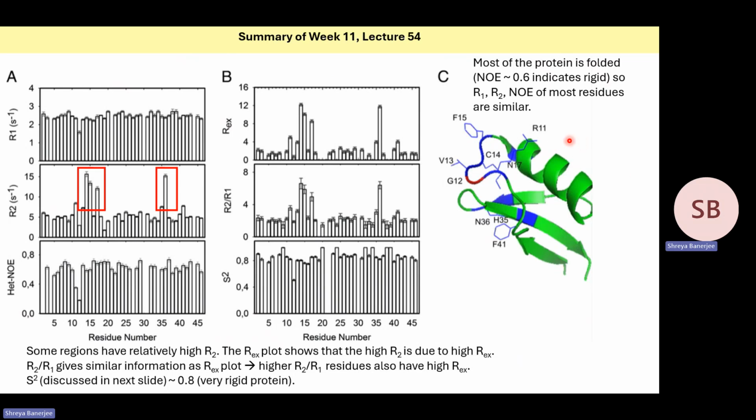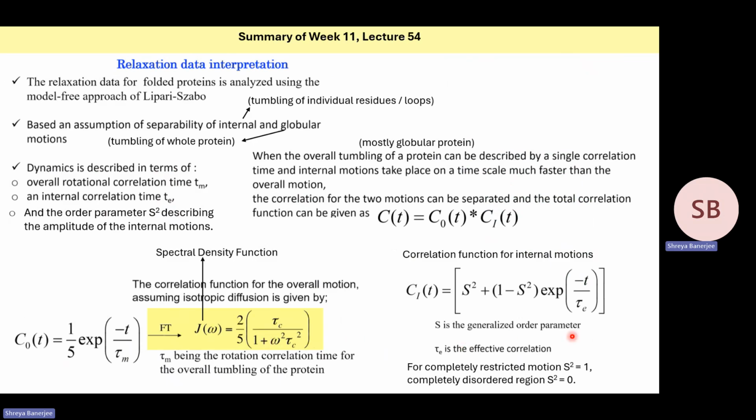This protein is a fully folded protein. There are no hanging flexible N and C terminals, and so the entire protein is restricted. And so the S squared for most of the residues is close to 1. So this is what S squared is, which is called the generalized order parameter.